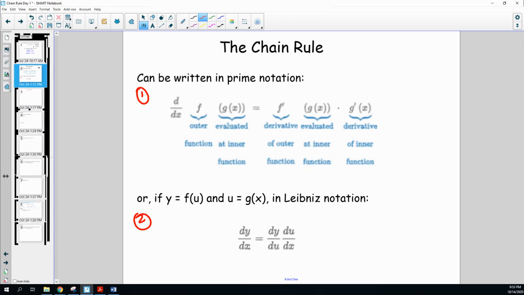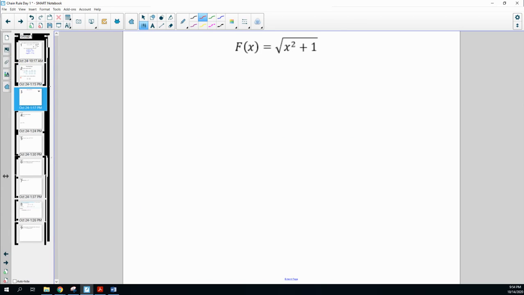dy over dx is the derivative of y with respect to x. If I have dy over du, that would be the derivative of y with respect to u, and then du over dx is the derivative of u with respect to x. If I put all these together, I'm going to get the derivative of y with respect to x. And we're going to do this problem from the first slide both ways. You can see and make your own assumption of how you want to do these problems.